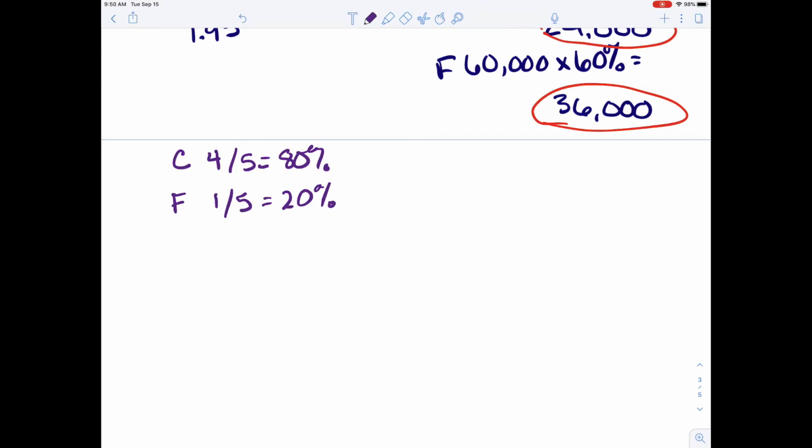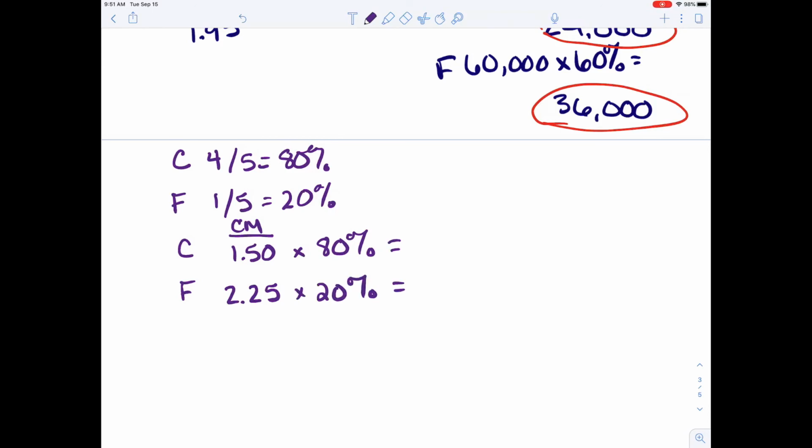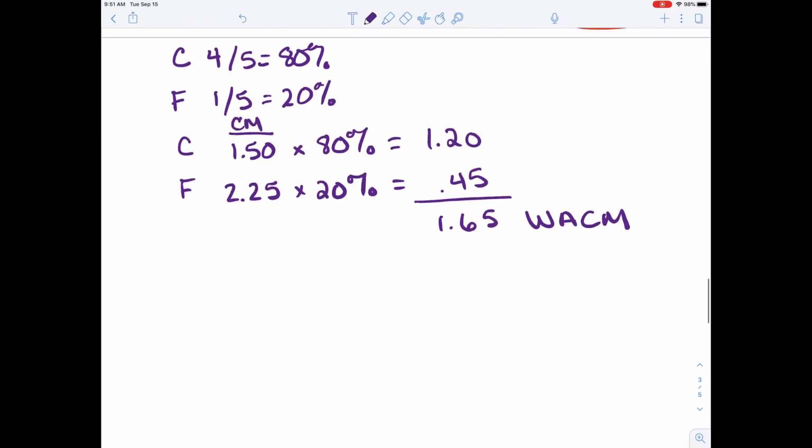And from here, I'm just going to do the same thing. I'm going to take my chicken and fish. I'm going to take those contribution margins, which were $1.50 and $2.25, and I'm going to multiply those by my percentages. This will give me 1.2 and 0.45. I'll add those together for 1.65, and this is again my weighted average contribution margin.